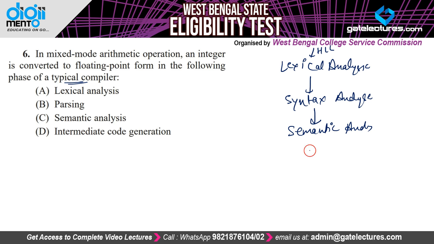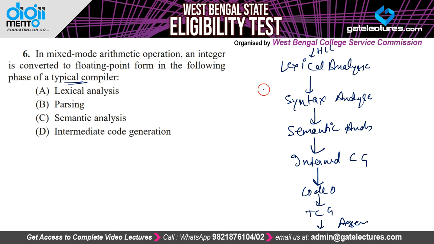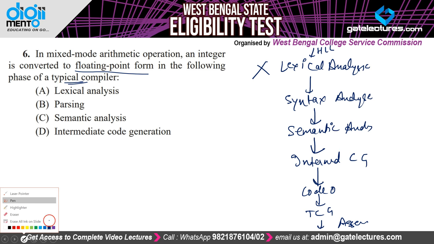From this semantic analyzer, we go to intermediate code generation. Now we give the intermediate code generation to the code optimizer. And from this code optimizer, we generate the target code, which gives us an assembly language program. Now they are saying an integer is converted to floating point form. So an integer cannot be converted to floating point form in the lexical analysis, because the lexical analyzer is not doing any kind of conversions. The lexical analyzer is just to give us a stream of tokens, remove extra white spaces, remove comments, but it is not converting an integer to a floating point form. So option A is actually wrong.